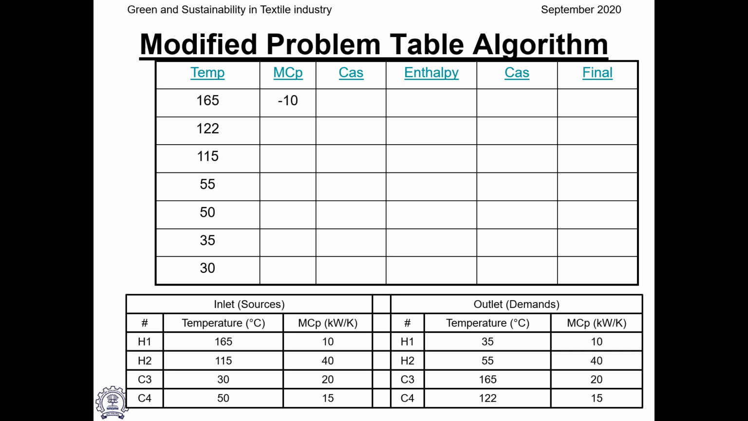What will happen to 122? It is in the outlet side, so it will become minus 15. 115, it's in the inlet side, so it will become plus 40. 55 will become minus 40. 50 will become plus 15. 35 will become minus 10 and 30 will become, sorry, plus 20 because this is in the inlet side. Okay. Now, once you have written down the MCPs, then we do something known as cascading. What is cascading? Cascading is, we'll write down these numbers here as minus 10 and then I'll add these two diagonally and write it here. This will become minus 25.